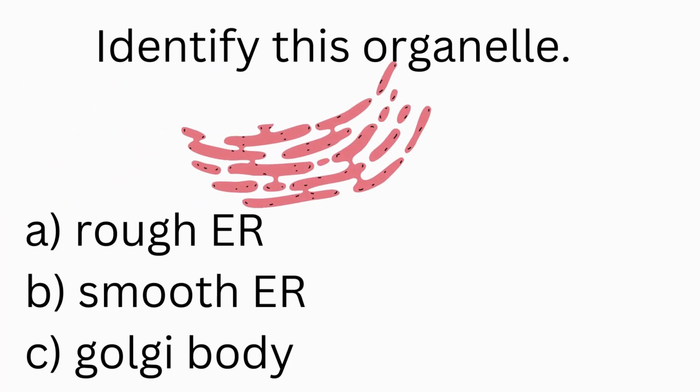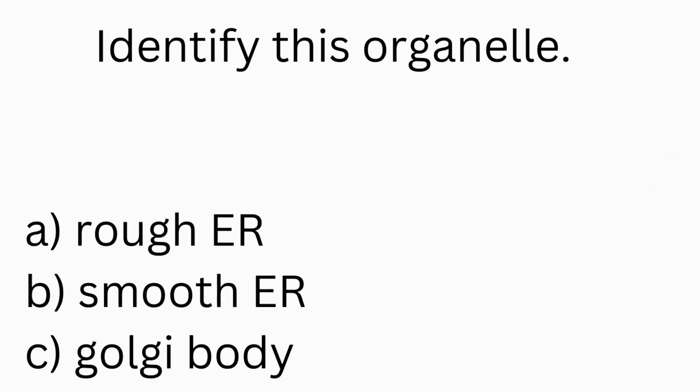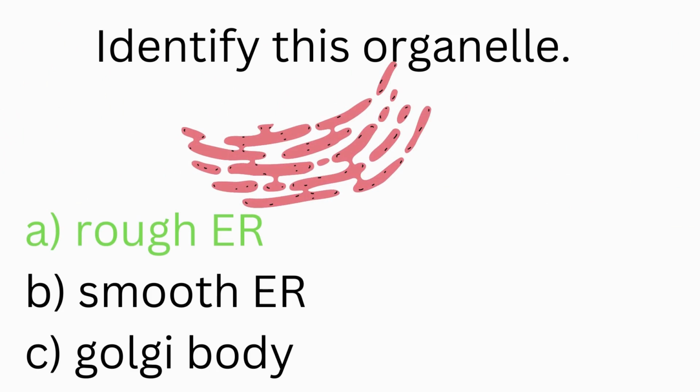Question 5. Identify this organelle. Rough ER, smooth ER, or Golgi body. And we can see the presence of ribosomes, meaning that it is the rough ER.